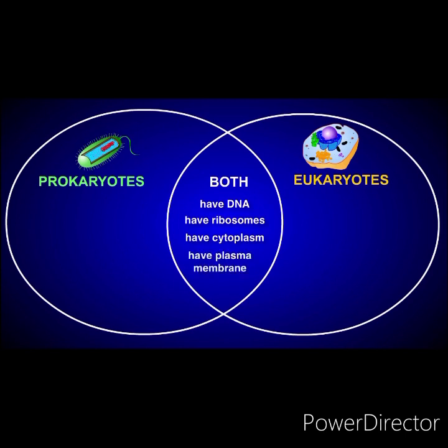Now let's look at some of the ways they're different. Prokaryotic cells are the oldest type of cell. They're small and relatively simple. Eukaryotic cells evolved from prokaryotic cells later, and they are larger and more complex internally.